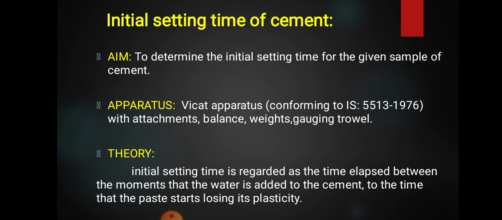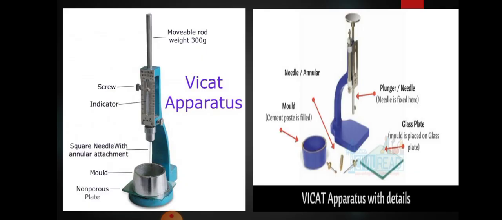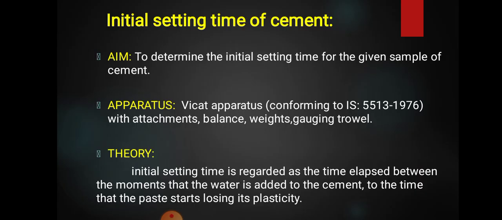So here in this video, we are going to learn how to perform the initial setting time of cement test. The aim is to determine the initial setting time for the given sample of cement. The apparatus we are going to use to find this out is the Vicat apparatus. See here, this is the Vicat apparatus, which is attached with the attachments, balance, weights and trowel.